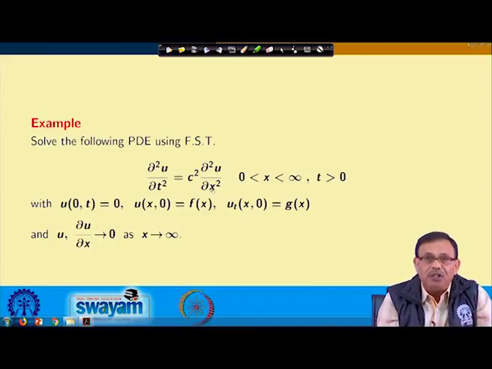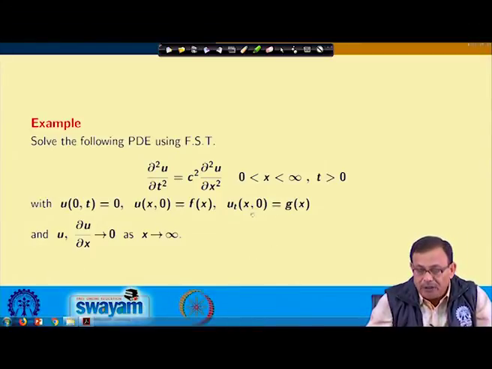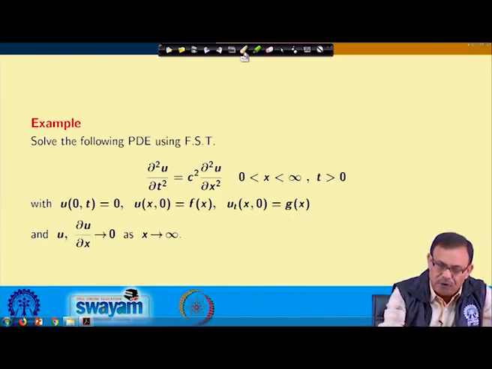The equation is the same. The only thing is that the earlier problem we solved using the Fourier transform, and this one we are trying to solve using the Fourier sine transform, and the extra condition we have taken is u_t(x,0) equals g(x). So, let us see how the solution process changes for this change in the conditions. So, you apply the Fourier sine transform with respect to this x.